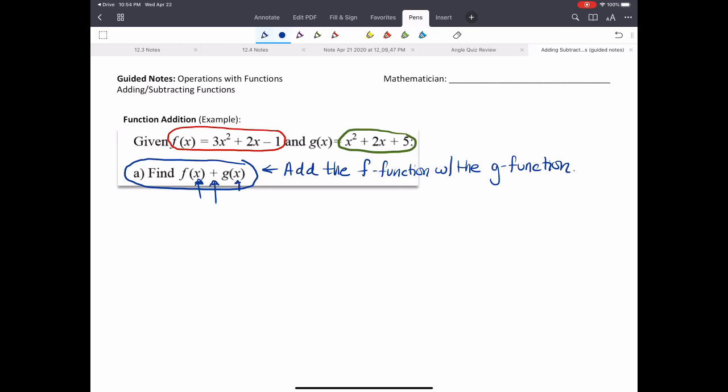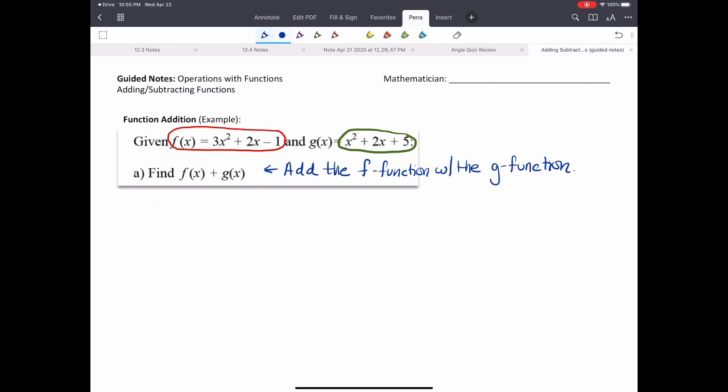Now sometimes we've got to be on the lookout, because it might say add the f of 4 function plus the g of negative 2. Something like that just means you're going to evaluate, which is what we did previously. You evaluate those numbers in the functions and then add or subtract them depending on what the operation is telling you to do. So let's get down to it here.